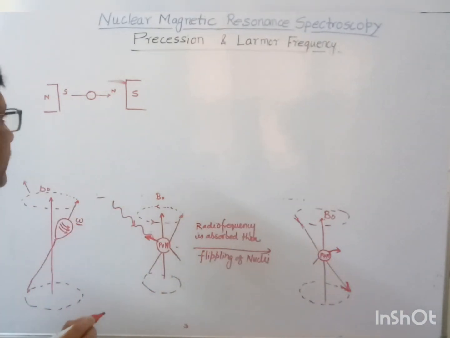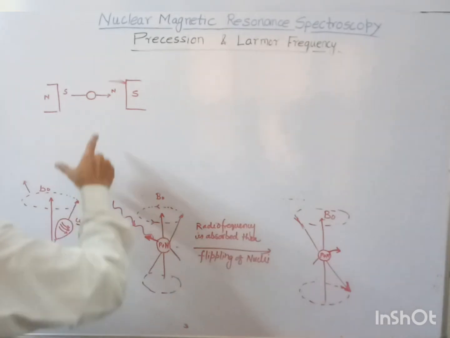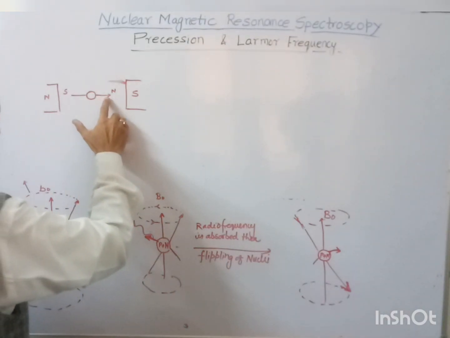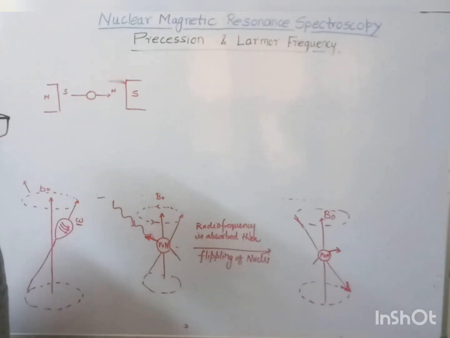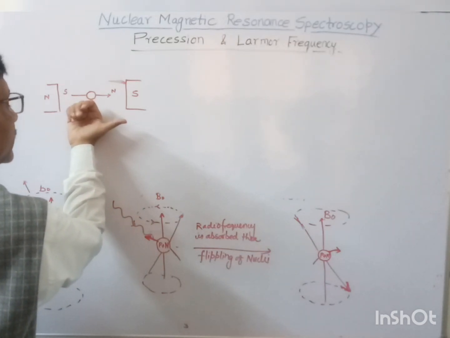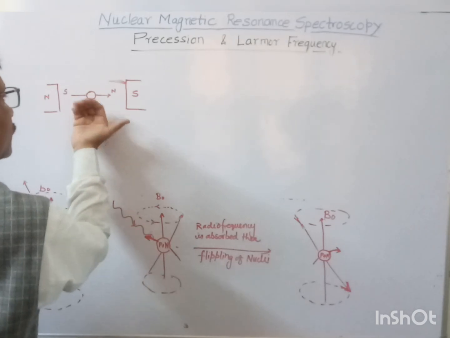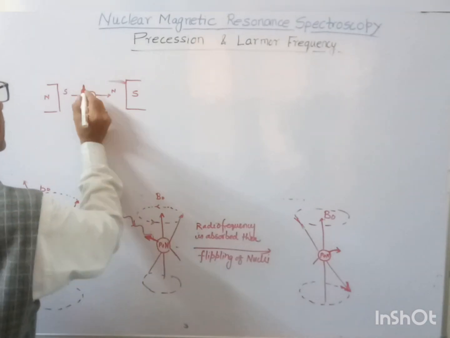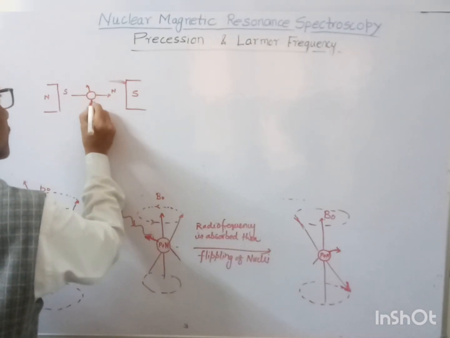Here the nuclei is aligned in the direction of magnetic field, which means the direction of magnetic field of this rotating nuclei is this. If this is the direction of magnetic field of the rotating nuclei, it means this is the direction of spin.